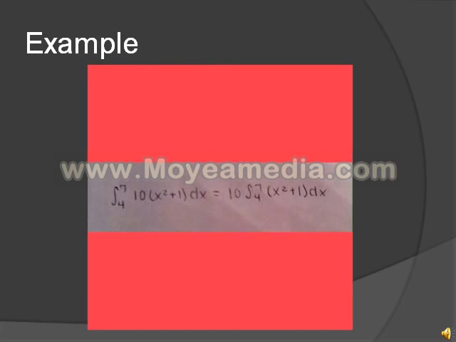Using the constant multiple, the integral from 4 to 7 of 10 times the quantity x squared plus 1 dx, you could just pull out the 10 to the front of the integral, so it would equal 10 times the integral from 4 to 7 of the quantity x squared plus 1 dx.